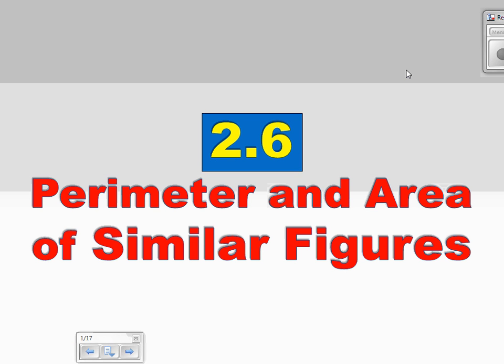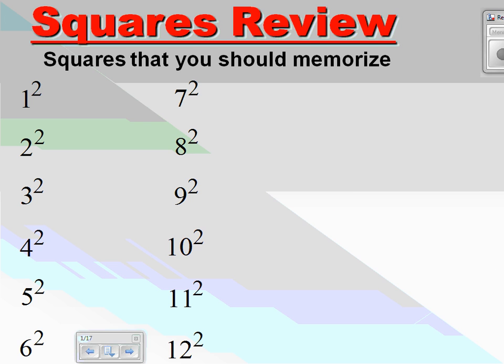Today, what we're going to be doing is learning 2.6, perimeter and area of similar figures. What we should have learned in previous sections in the last couple of days is that similar figures are the same shape, different size, the angles are congruent, and the sides are proportional. And we're going to continue the same concepts, but we're going to add some stuff regarding perimeter and area.